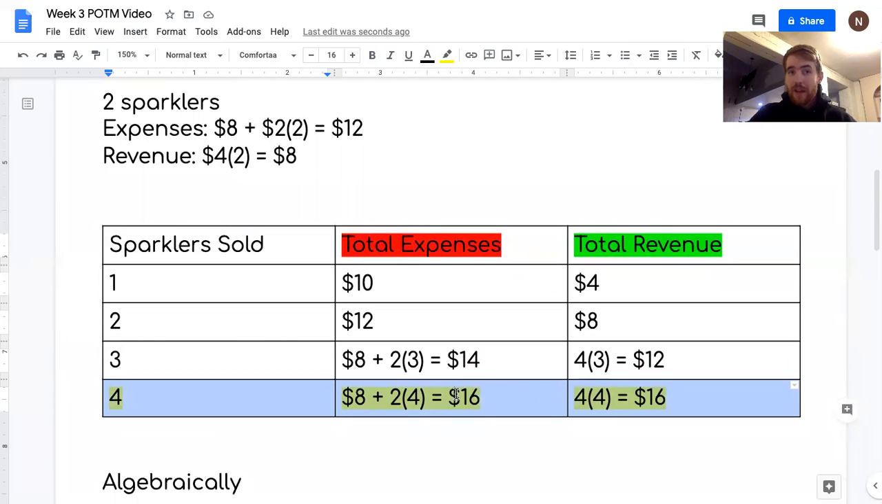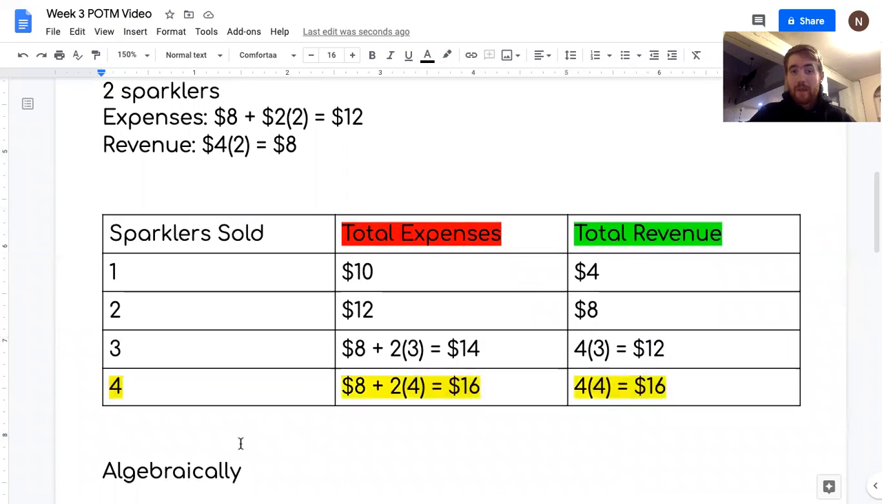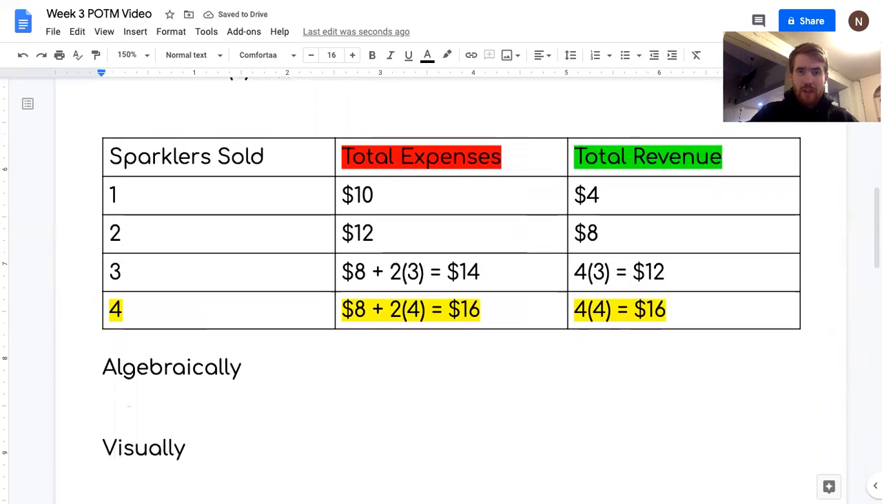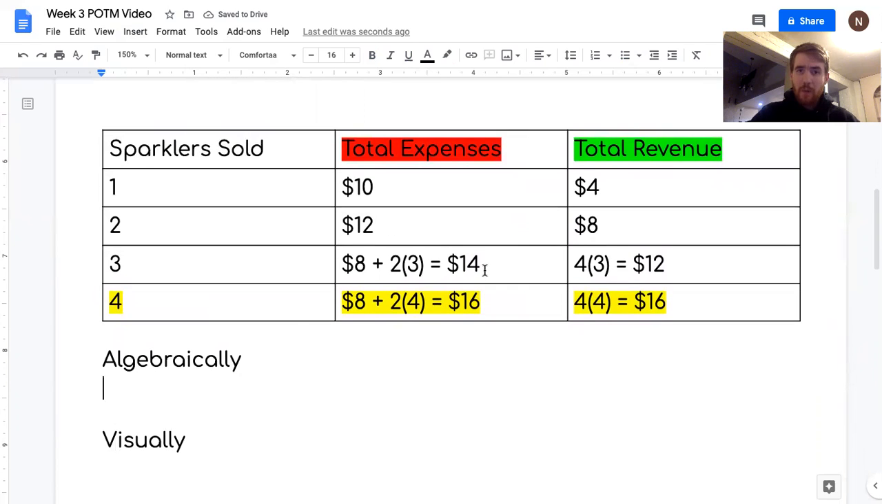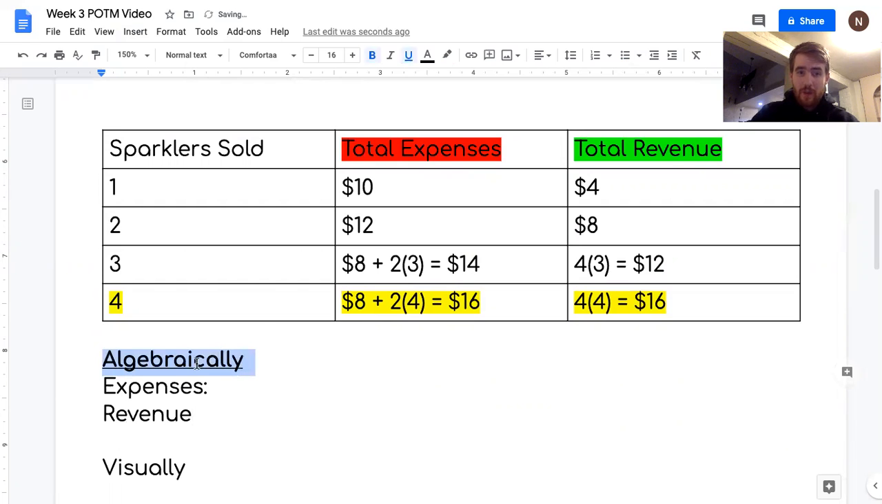So hopefully that helped you. Maybe this is the way you already did. If you already did it that way, we're about to look at 2 other ways you could solve this. So one way I've talked about before is solving it algebraically. We have this pattern in this table, but we can express this with variable expressions, right? So we know we have to write expressions for the expenses and the revenue. Okay, what are the expenses?